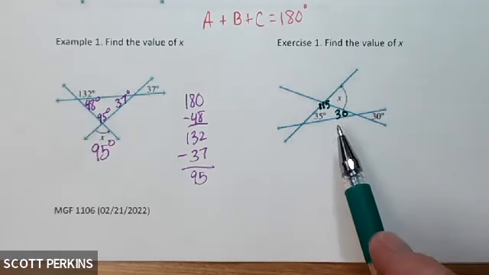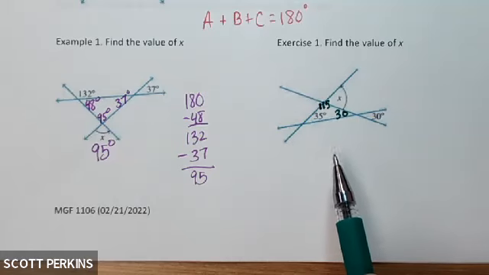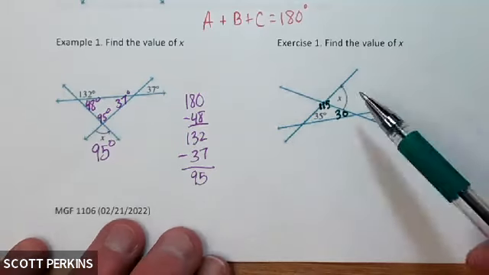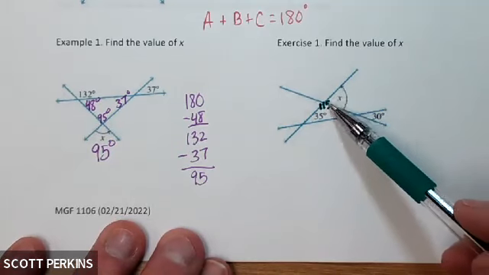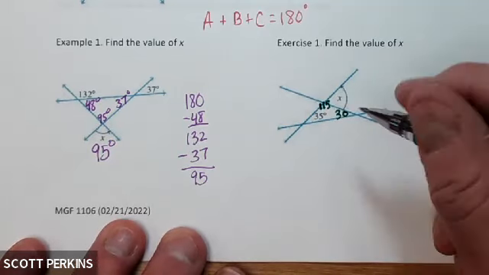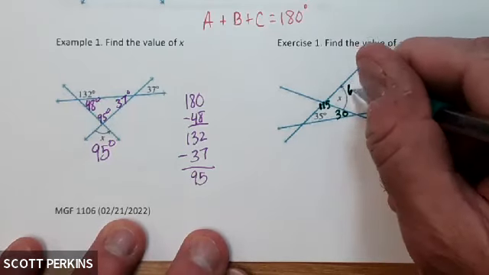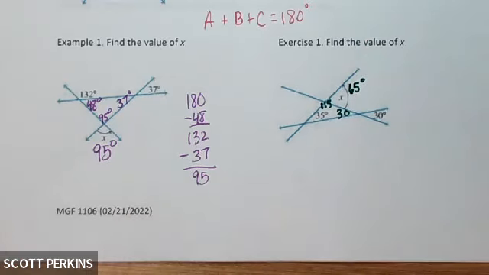Is everyone tracking with me? Anybody not up to speed? Let me know. We can talk about this in a different way and make sure that you do get up to speed. Okay, and then this 115, that forms a supplement with X. So I'm going to subtract that from 180. And when I do that, the value of X is what? Yep, 65. Great. Excellent job.